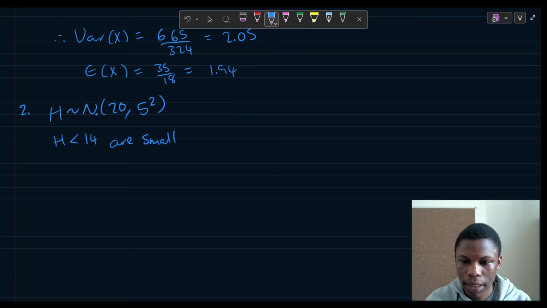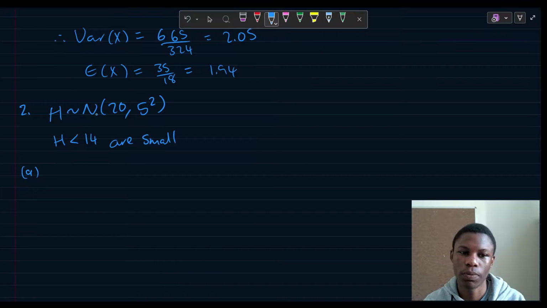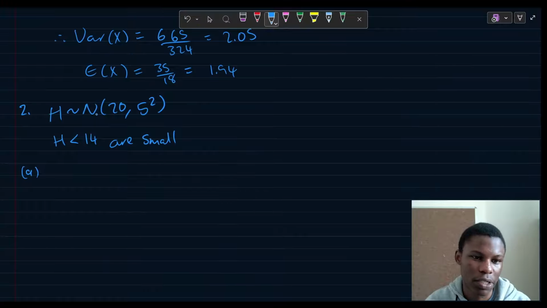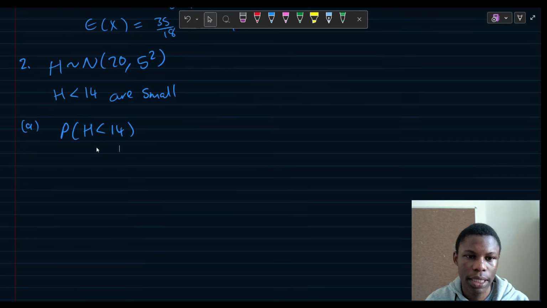Okay. And then part A says, for 150 randomly chosen trees from this forest, how many would you expect to be classified as small? So let's start off by finding the probability of one tree being classified as small. Once we have that probability, we can just multiply it by the 150 trees and find how many of the 150 we'd expect to be classified as small.